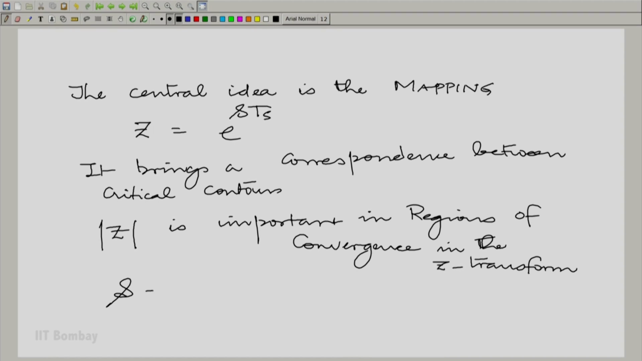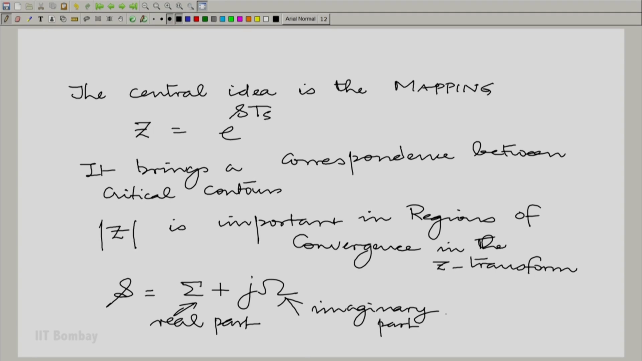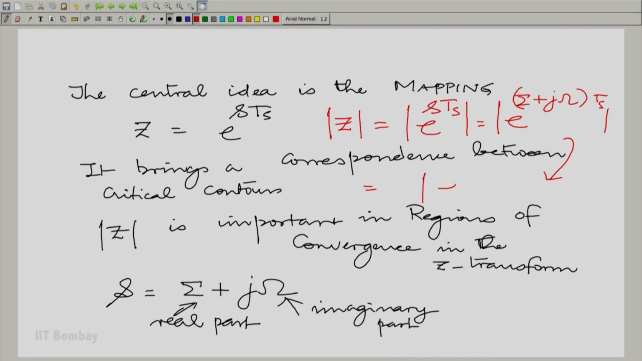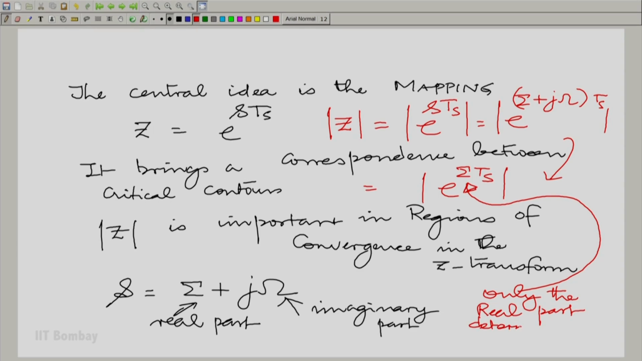And if you write down s in terms of its real part and imaginary part, so sigma plus j omega, then mod z is essentially mod e raised to the power s Ts, which is mod e raised to the power sigma plus j omega times Ts, which is equal to mod e raised to the power sigma Ts, because mod e raised to the power j omega Ts is just 1. So, what does it tell you? It tells you that only the real part determines mod z. So, this is one interesting correspondence.